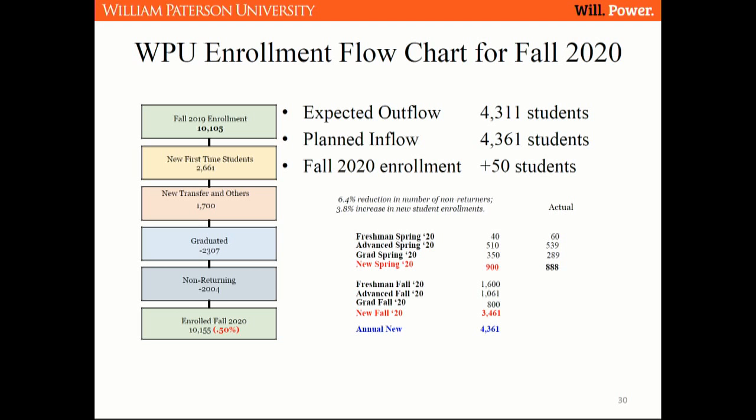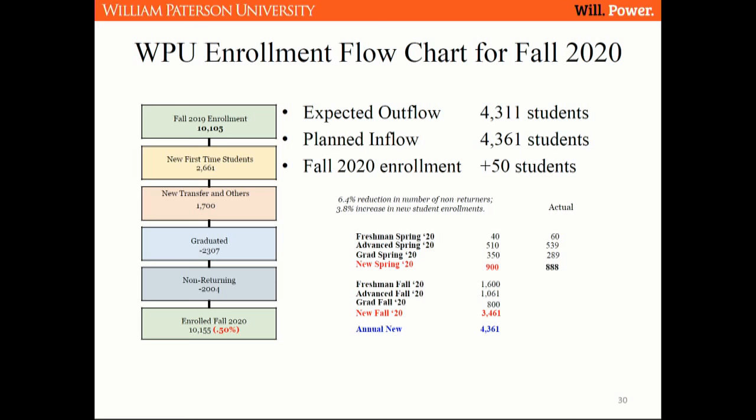So for the fall, and these were established independent of what the census number is, the fall and spring were established. We now know what the spring number is, 888. It's 12 short of goal. Those 12 will be added to the 3,461 students expected to come in the fall. That is 1,600 freshmen, 1,061 students with advanced standing, 800 graduate students, for a total of 3,461 students. And a total annual number of new students of 4,361 students.